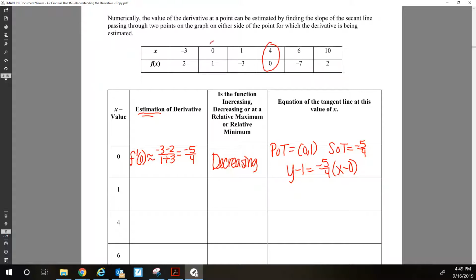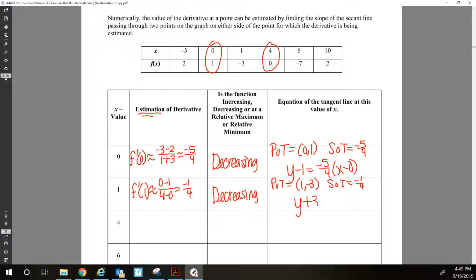All right, let's try to estimate it at 1. Now we're looking at these 2 points on either side. So the derivative at 1 is approximately 0 minus 1 over 4 minus 0, which is -1/4. I keep writing equal sign because I know those are equal, but we want this to be the approximation of the derivative at 1. It's negative, so what are we doing there? The function is decreasing. The point at 1 that is on the tangent line is 1, -3. Slope of our tangent line we said was -1/4. So y minus negative 3 is equal to -1/4 times x minus 1.